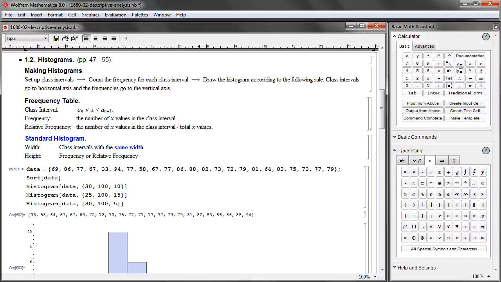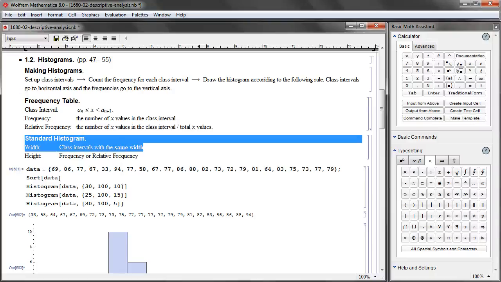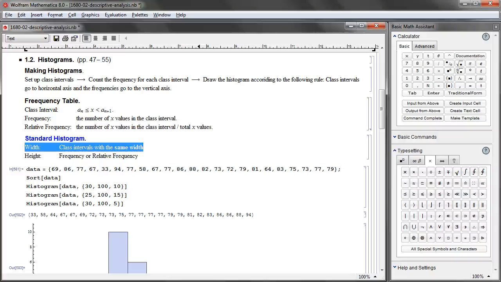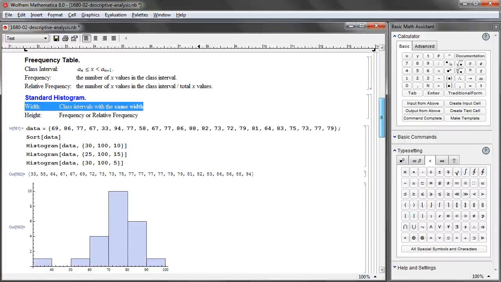In a standard histogram, width of each rectangle corresponds to something called class interval. And height corresponds to frequency or relative frequency. Now, what is the class interval? Class interval is something like this, a certain number to another number. Here, I set the class interval size uniformly as 10.